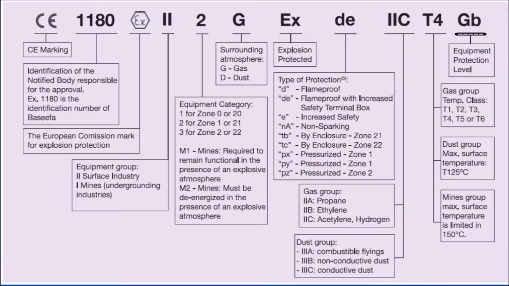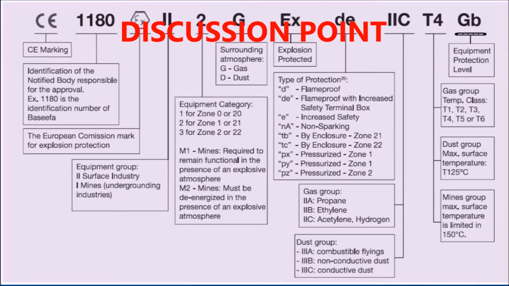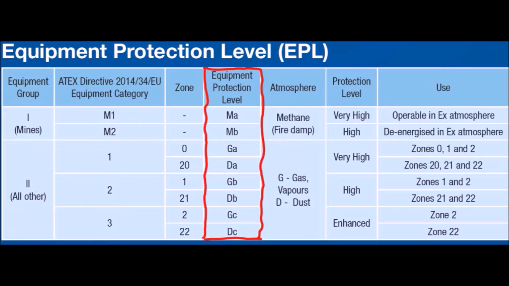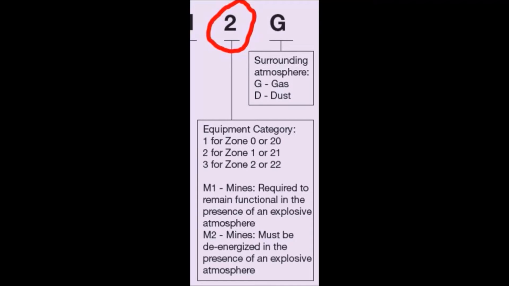The last letters are for equipment protection level, and there are many options. This slide has the equipment level highlighted. M is for mines, G is for gas, and D is for dust. The zones are defined when the ATEX directive category is either 1, 2, or 3. Please recall that the equipment category was the fifth grouping in.